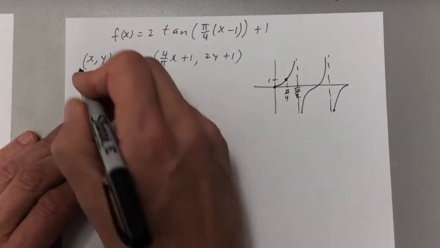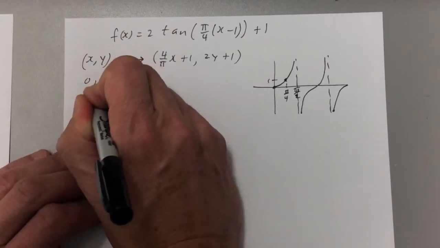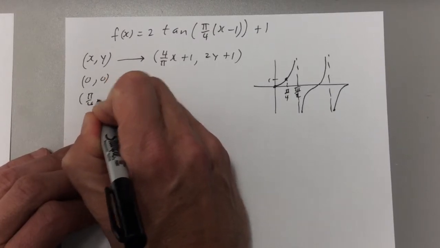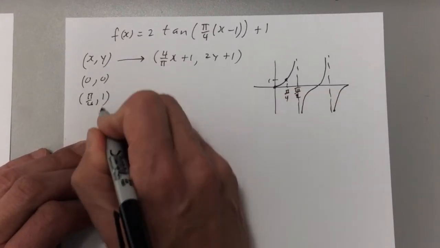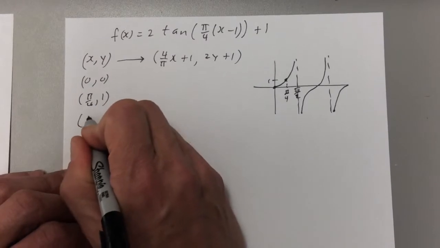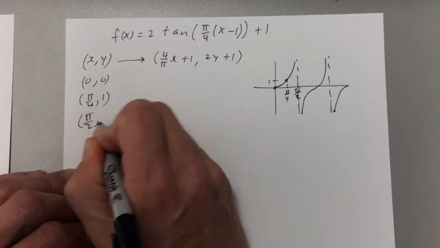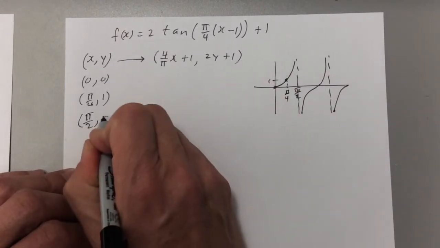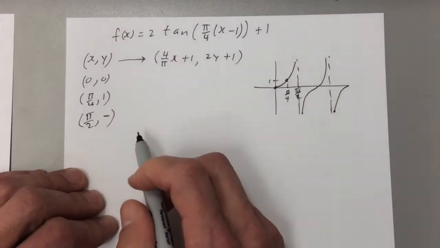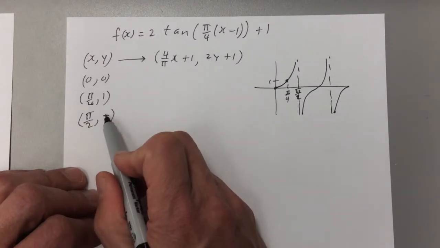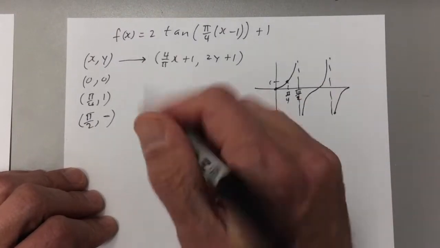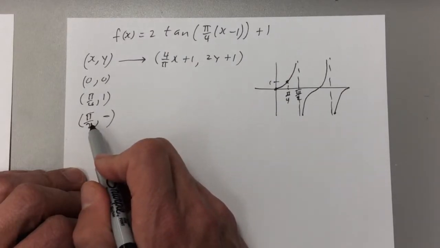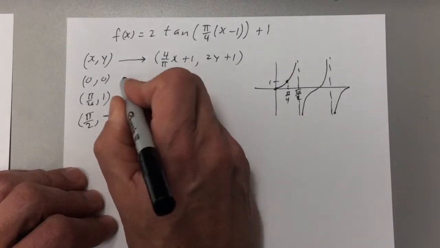So let's look at those 3 key points, and how are we going to label those? We're going to do 0, 0. Then we're going to do pi over 4 and 1. And then we're going to do pi over 2. And a vertical asymptote has no y coordinate, so I'm just going to put a dash there to represent every y value. It doesn't matter what the vertical transformations are of a vertical asymptote, because you stretch it or move it up or down, it doesn't really change it. You want the horizontal transformations of a vertical asymptote.